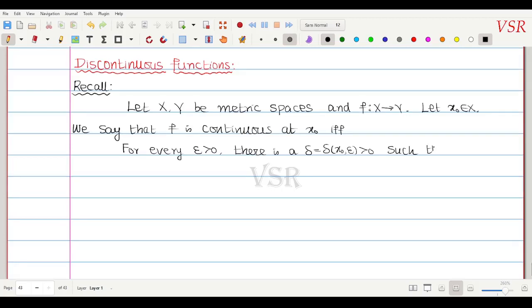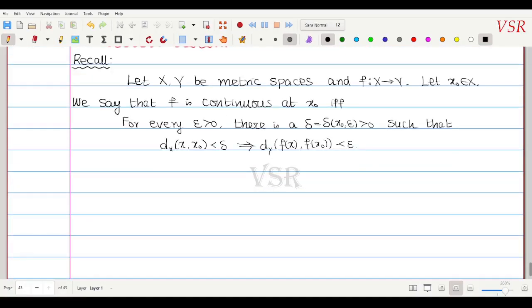such that whenever the distance between x and x naught, the distance in X, is less than delta, this must imply that the distance in Y, between f of x and f of x naught, must be less than epsilon. So this is the definition of a continuous function. If a function is not continuous at the point, then we say that f has a discontinuity at the point x naught.